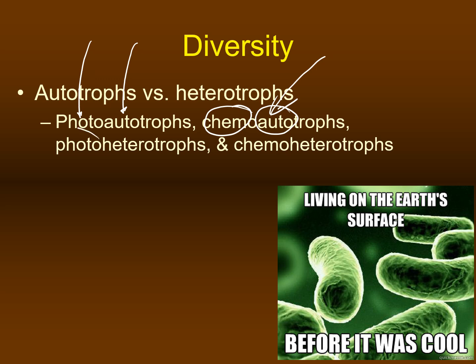Photoheterotrophs use light as the source of energy and have to use organic carbon as the carbon source. They can't fix carbon. And finally, chemoheterotrophs. Most bacterial chemoheterotrophs use chemicals as the energy source and utilize organic carbon as the carbon source.